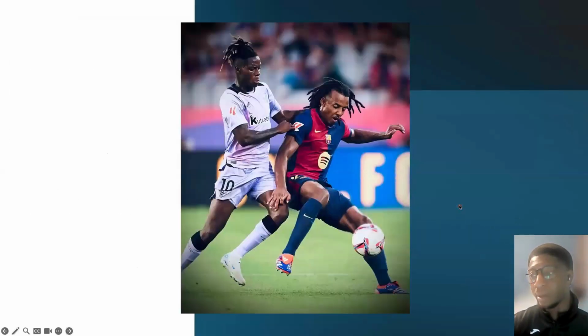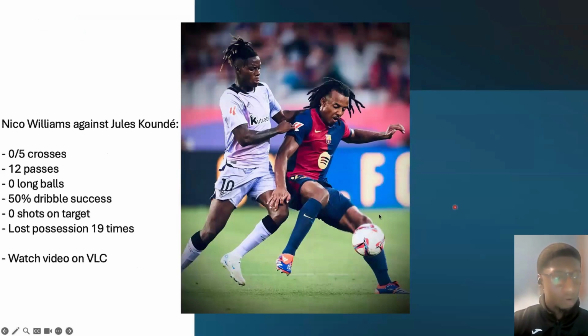So from the clip that we're going to watch now, it was a game earlier on in the season. As you can see, some of the stats are quite interesting to see. Nicholas Williams didn't have a chance against Jules Koundé. He had 0 out of 5 crosses. He only had 12 passes, 0 long balls, 50% dribbling success, 0 shots on target, and lost possession 19 times. So we're just gonna have a little watch of some of his clips.